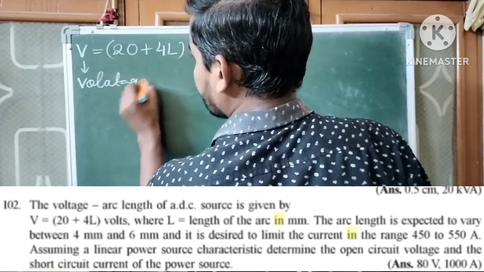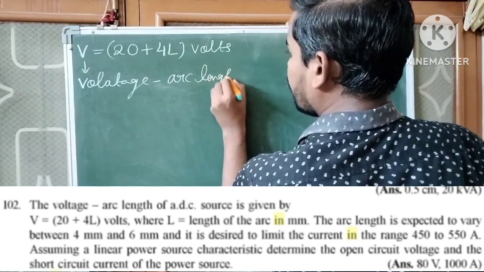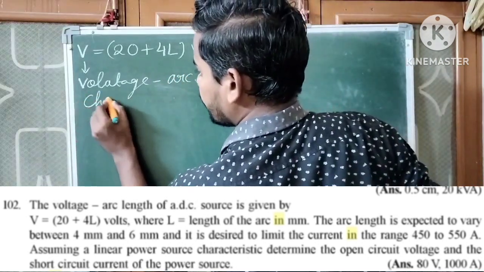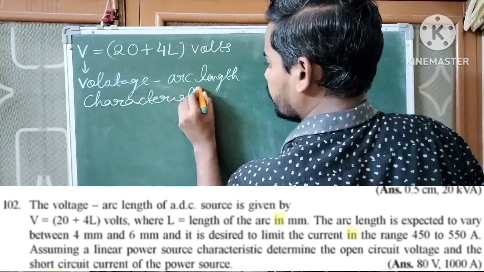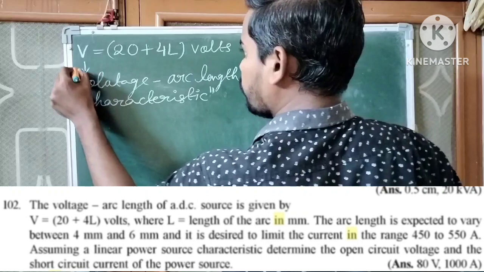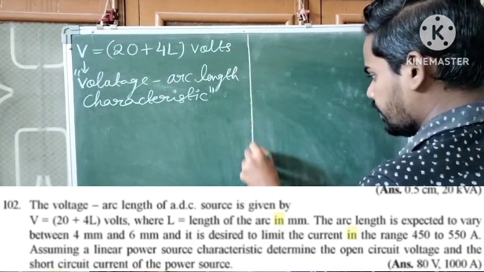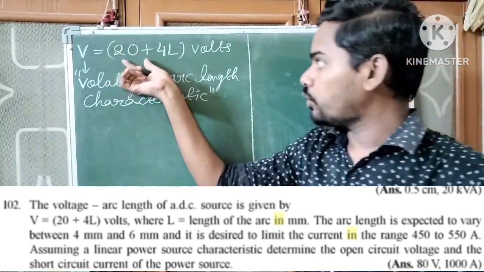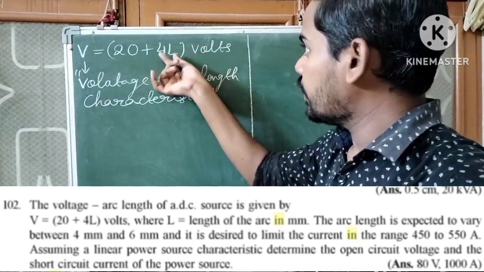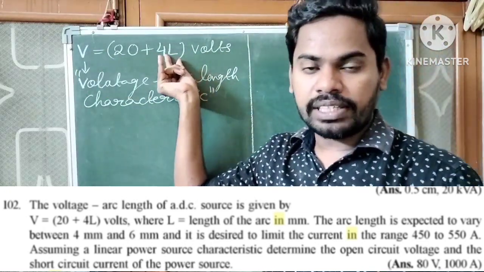So this equation is called the voltage arc length characteristic. V is equal to 20 plus 4L volts. Here V is for voltage, and what is L? L means arc length.